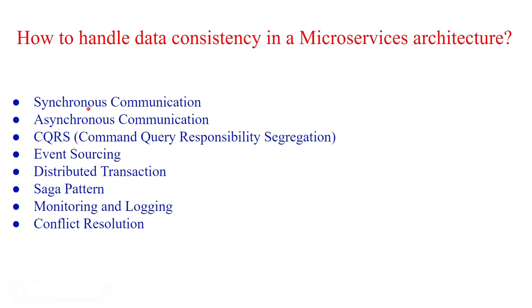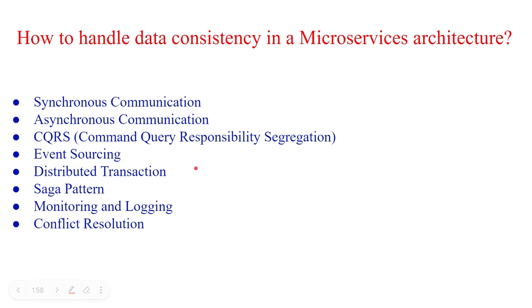So these are the ways to handle the data consistency. This is the way to monitor and log whether data is actually consistent. But if the logging says data is inconsistent, then you should have a proper conflict resolution to make sure the user is not affected. So that's the way to manage the data consistency.